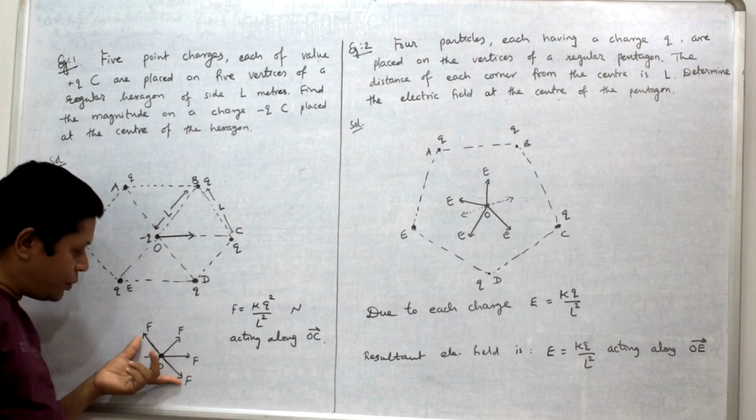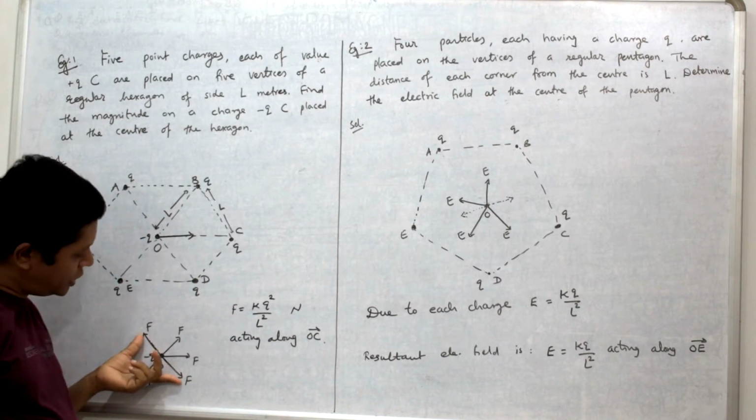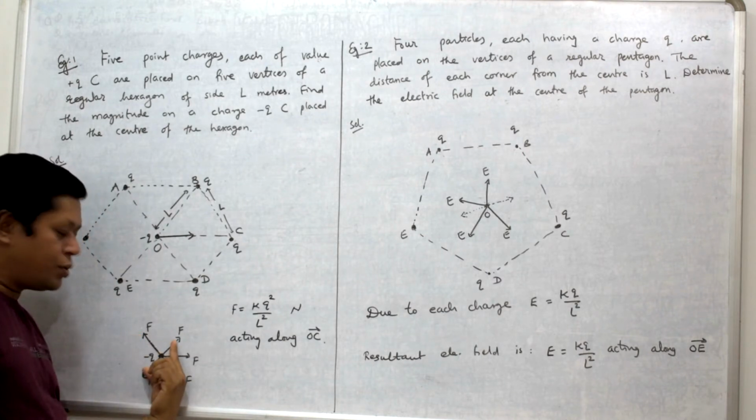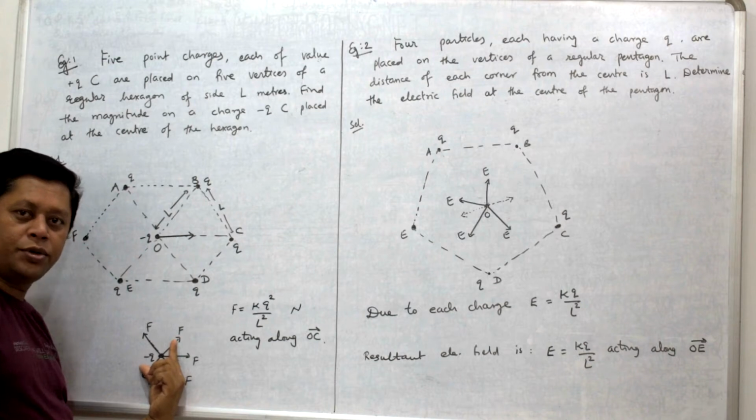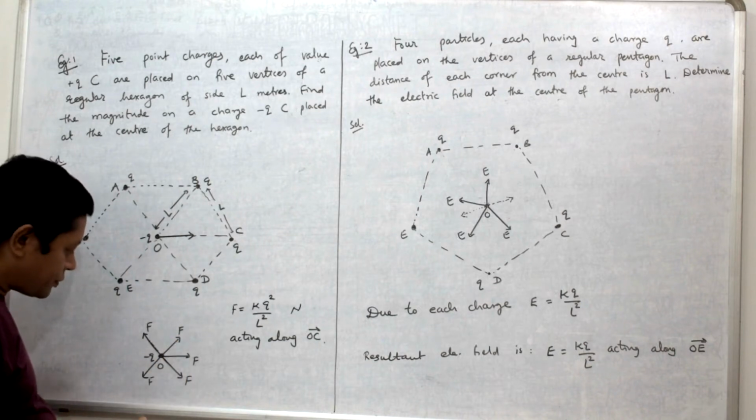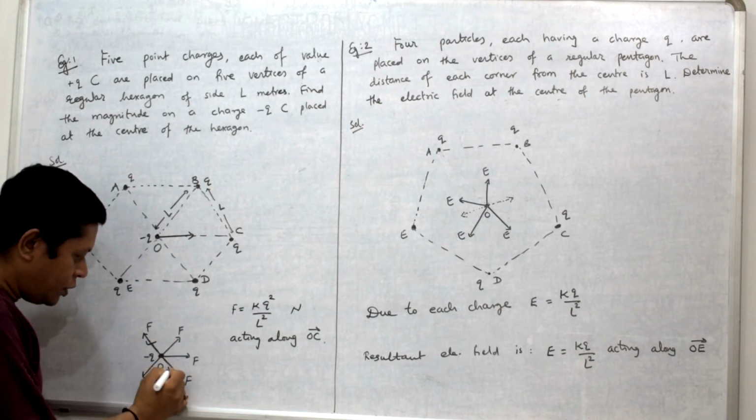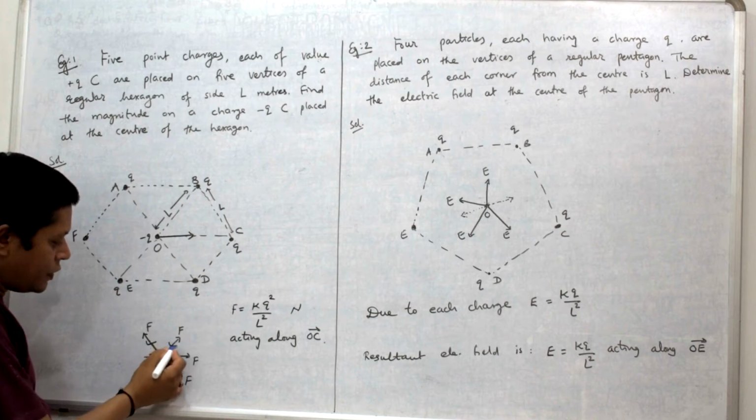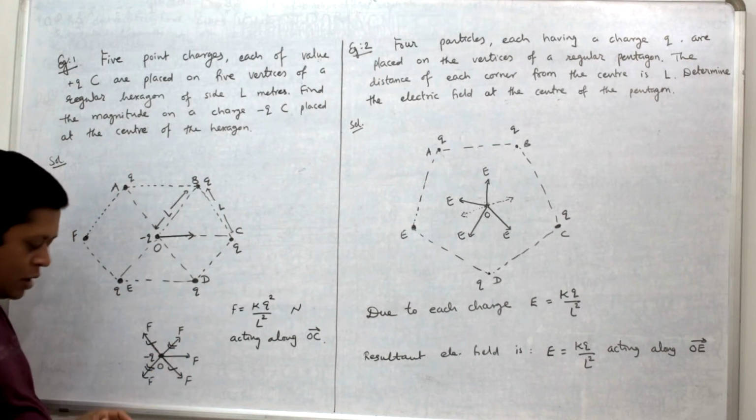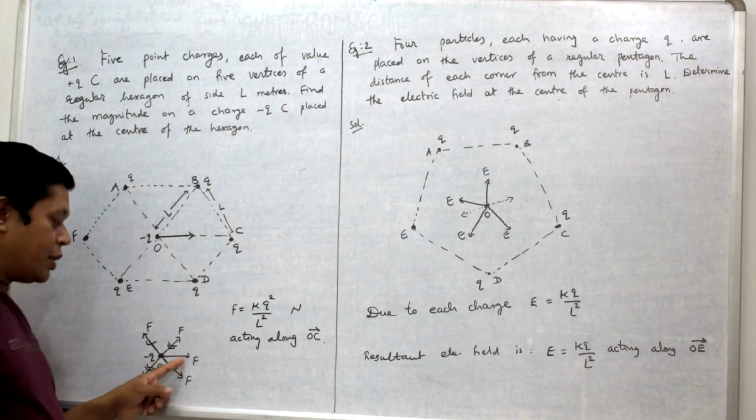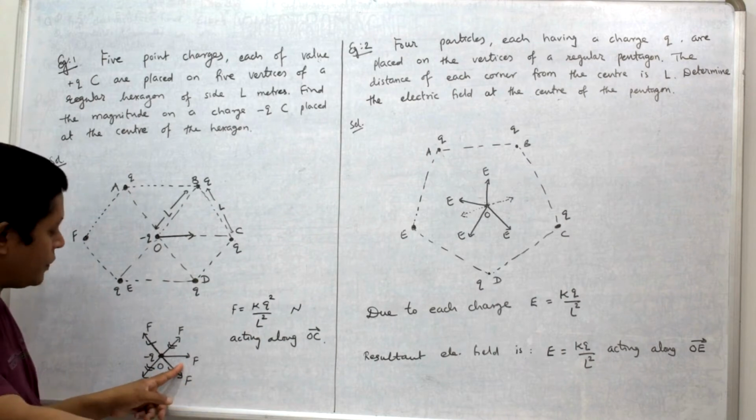Out of these, these two forces are in opposite directions. The resultant of these two is 0. Again, these two are also in opposite directions, and the resultant of these two is 0. So the effect of these two is cancelled, and the effect of these two is also cancelled. So the resultant is only because of this component.